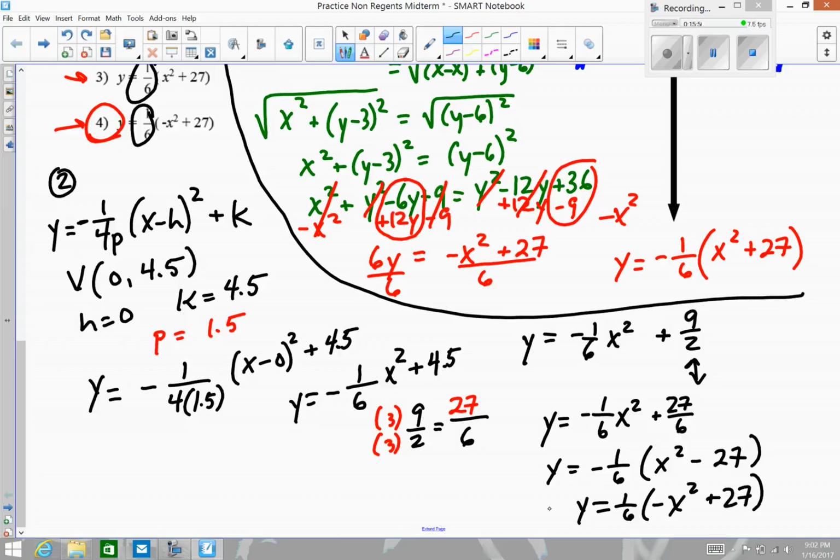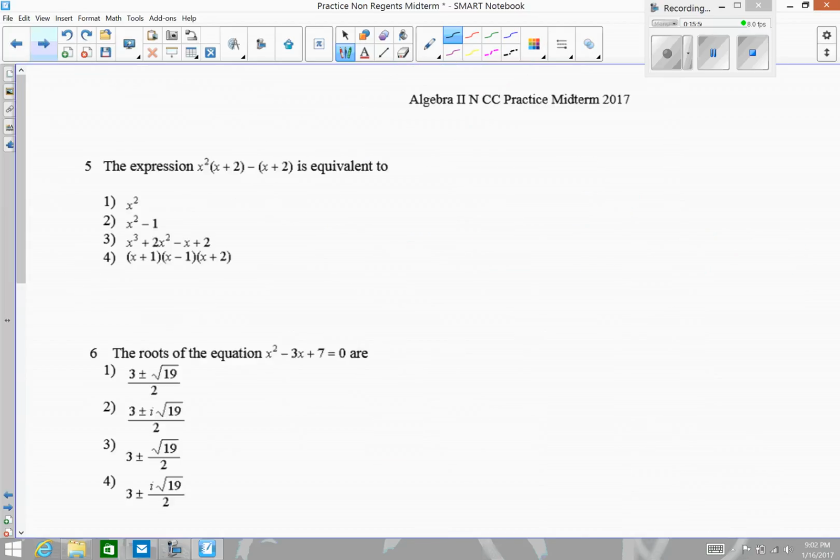Putting the negative sign back in. All right, should be good to go. Moving on now, we are on number 5. Number 5 wants us to come up with an equivalent expression.